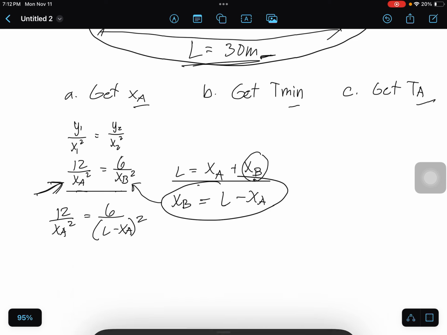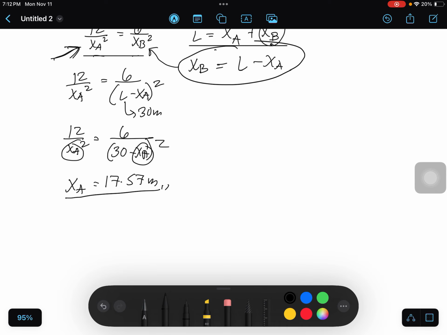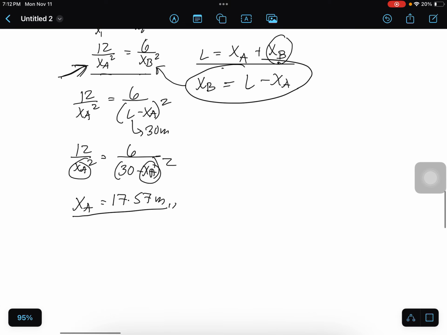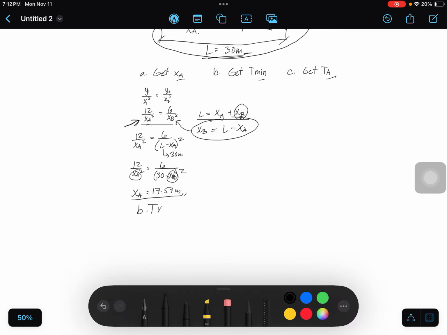Then, may 30 meters to. So, 12 over xa squared equals 6 over (30 minus xa) squared. So, pwede ka nang mag-shift solve with this equation. Okay? Ito lang ang unknown mo. So, pag nag-shift solve ka, makukuha mo si xa. And it is equal to 17.57 meters. Okay? Then, ano nga ba kinuha natin? XA. Nakuha natin. So, we got XA. Next, T min. Letter B, T min.